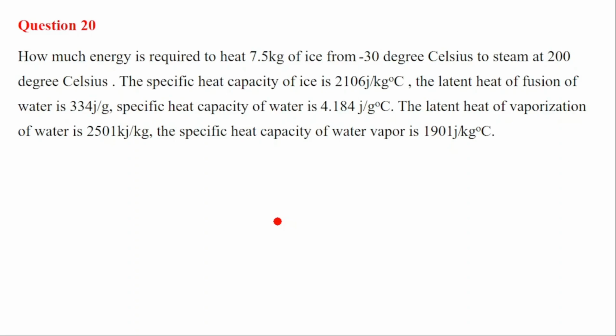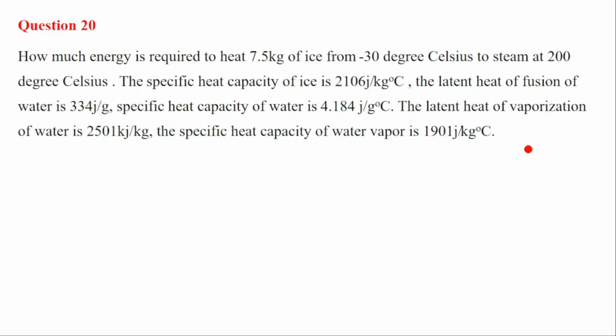Here we need to pass through different steps. What was given is the specific heat capacity of ice, the latent heat of fusion, the specific heat capacity of water, the latent heat of vaporization, and the specific heat capacity of water vapor. For this we need to follow the steps. We will start by converting the ice at minus 30 degrees Celsius to ice at 0 degrees Celsius. That's the first step.